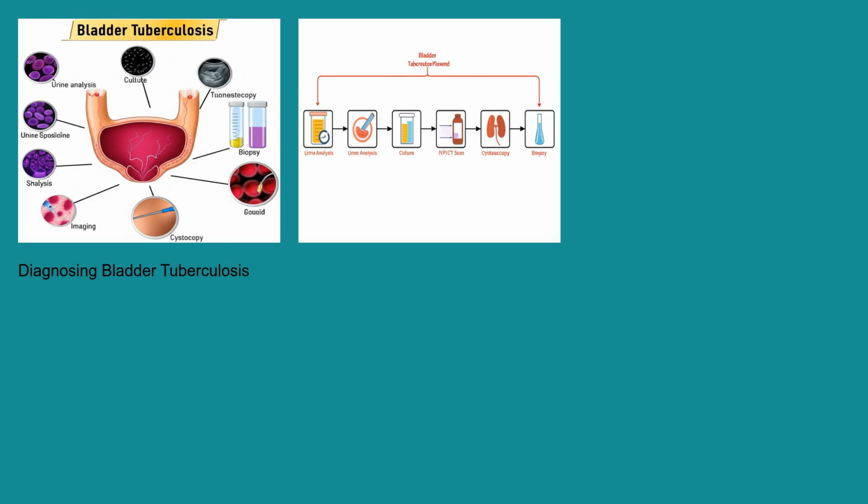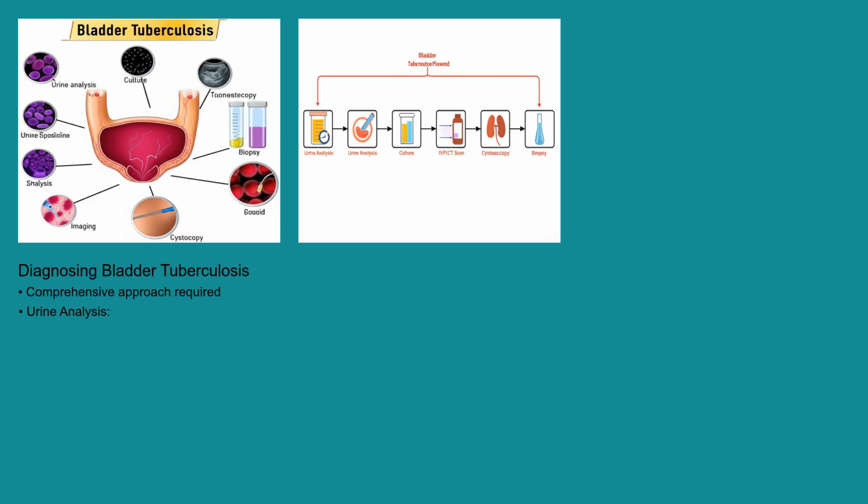Diagnosing bladder tuberculosis requires a comprehensive approach. A urine analysis is typically performed to look for red blood cells, white blood cells, and the presence of Mycobacterium tuberculosis. A urine culture can confirm the presence of the bacteria. However, it is important to note that the culture may be negative in some cases even if TB is present. Imaging studies, such as an intravenous pyelogram, or IVP, or a CT scan of the abdomen and pelvis, can help visualize the bladder, kidneys, and ureters and identify any abnormalities.